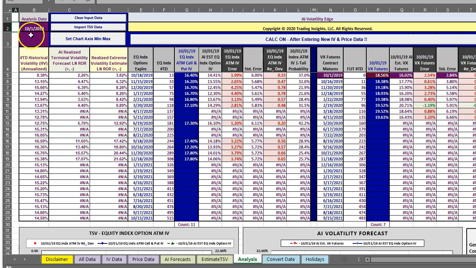You'll notice that the analysis date is 10/1/19. That data is populated from the AI forecasts worksheet because by definition we're using those same general forecasts, but now we're using them to compare to the prices of actual at-the-money equity options and VIX futures contracts to determine what's cheap and what's rich.